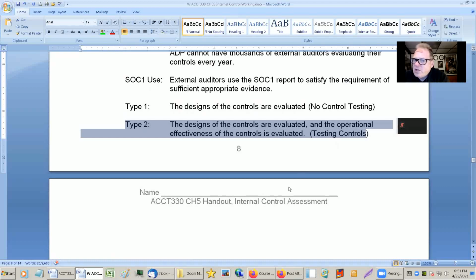So type one, no testing. Type two, testing. And you can imagine type two is the better of those two. Type one is, I imagine, for smaller businesses or something like that. But type two is the one that's going to be the expensive one. And I would imagine ADP would have a type two, that they would actually do testing to see if the controls are effective.